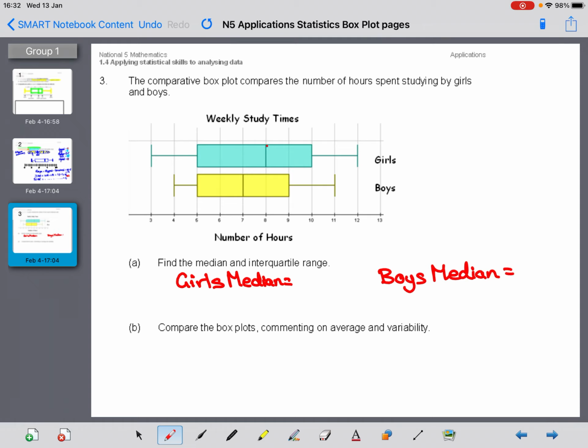Remember, the line that's inside the box, that's your median. Now that line there is coming down to 8. And the boys' median, the line there, that is 7.